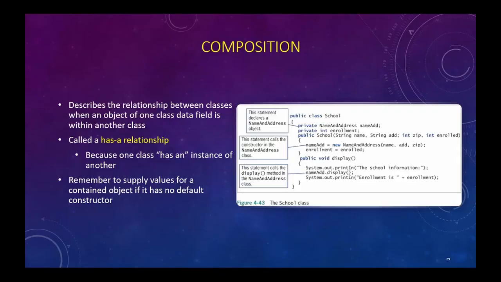Composition describes the relationship between classes when classes might be data fields of other classes. Just as variables are in an is-a relationship, remember we said a variable is a type, a class composition is a has-a relationship. So you say that one class has an instance of another. And don't forget your constructor parameters if you use composition and there is no default constructor.